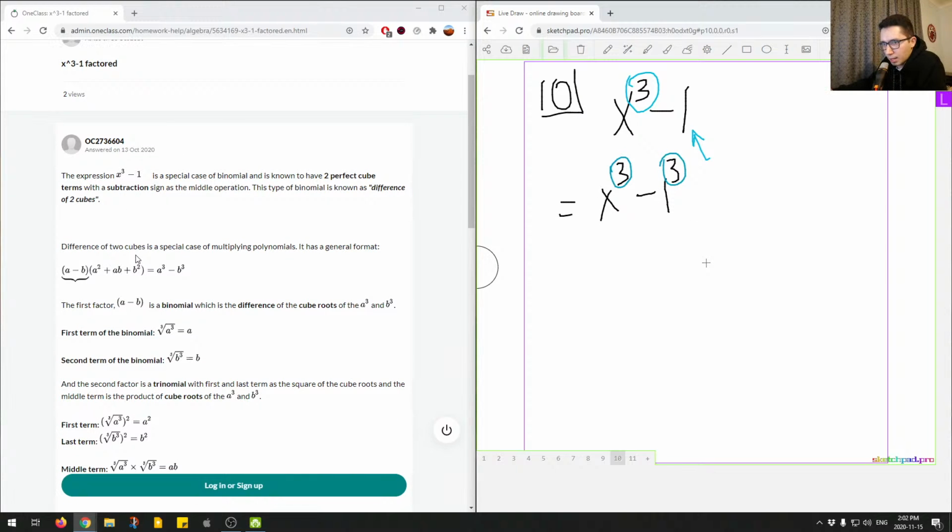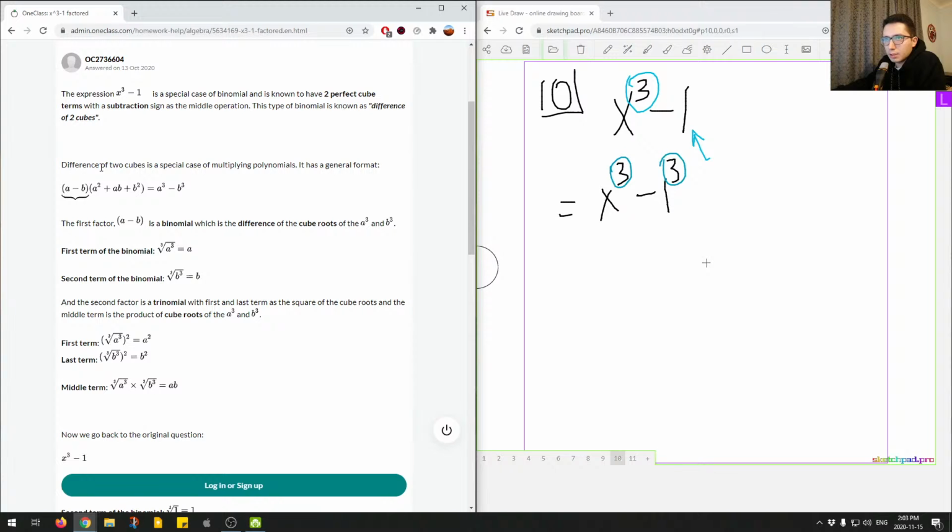So let's look at the junior tutor's answer, and then we'll get back to this. The expression x cubed minus 1 is a special case of binomial. It is known to have two perfect cube terms. With a subtraction sign as the middle operation, this type of binomial is known as the difference of two cubes. Difference of two cubes is a special case of multiplying polynomials.